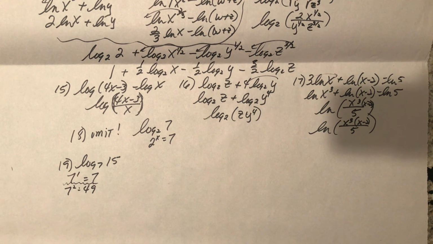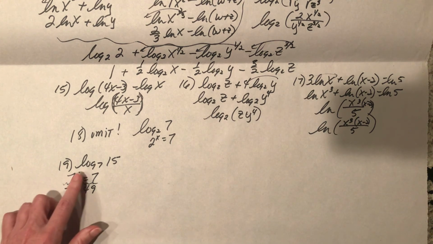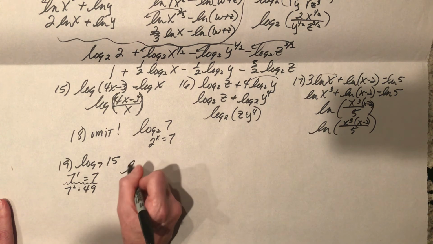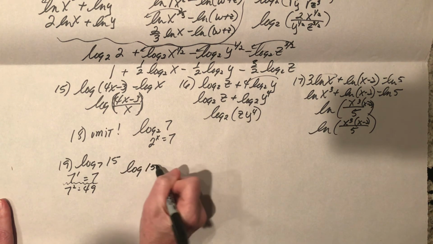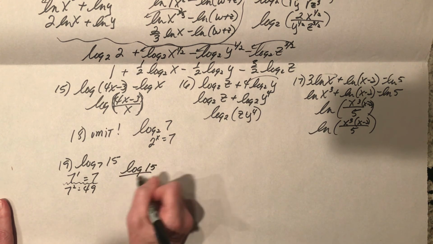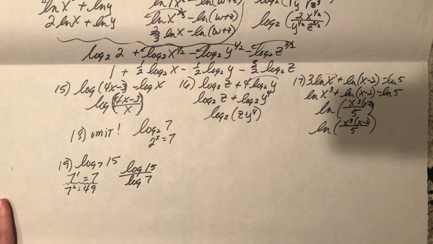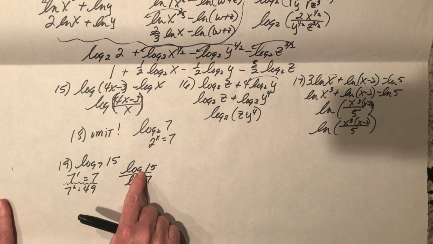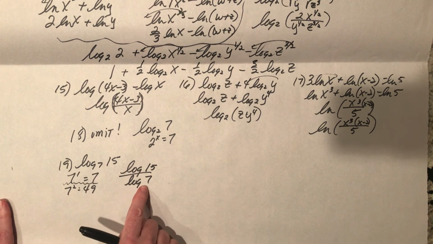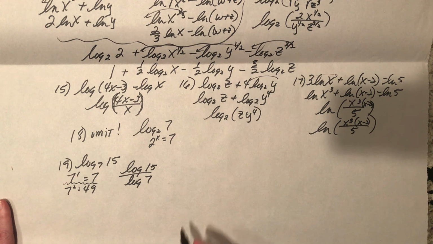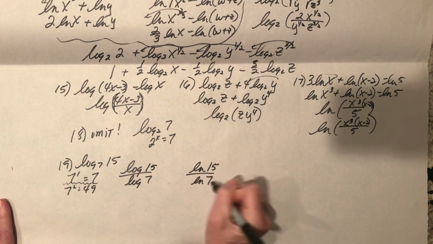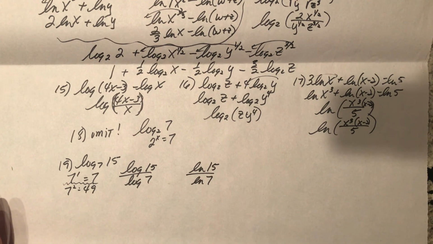But we don't know what it is without using our calculators, and we don't have a log base 7 on our calculators. So what you're allowed to do is figure out common log of 15 divided by common log of 7. So the log of 15 goes on top with a common log, and 7 goes on bottom. If you're in the mood to use natural logs, you can do that too. Natural log of 15 over natural log of 7 will give you the same answer, and I want to show you that on your calculator.